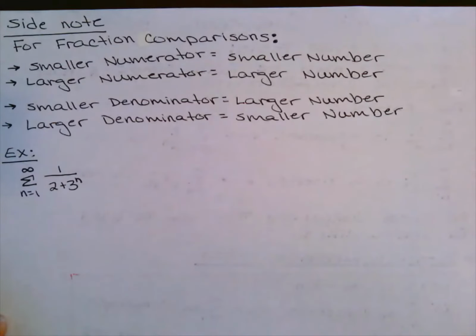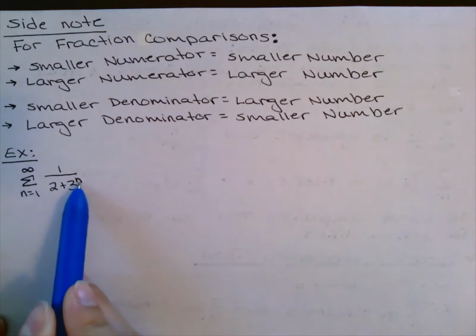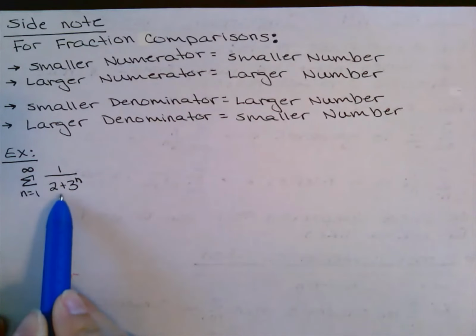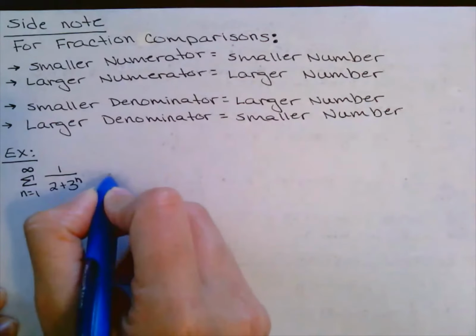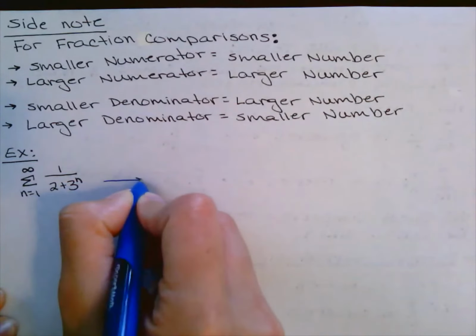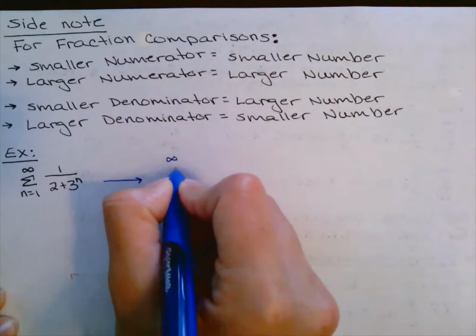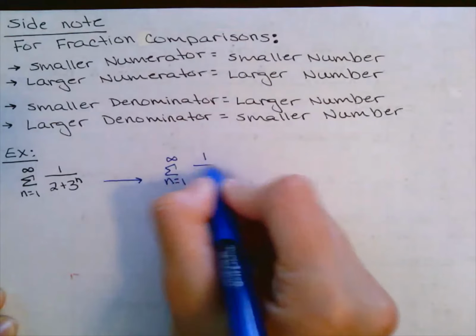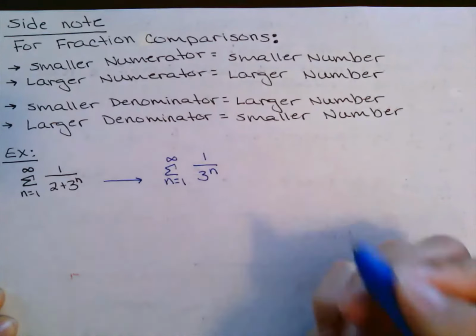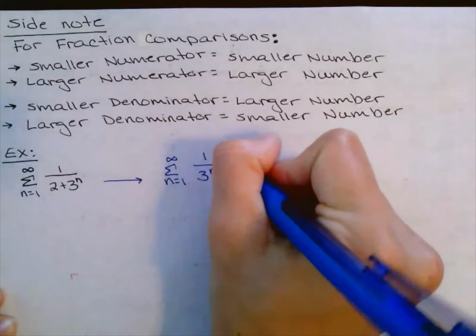So when we look at this first example, it appears to have a part of the geometric because of this 1 over 3 raised to the n, but this +2 is what's going to force me to use the comparison test, right? So I can compare it to the infinite series of 1 over 3 raised to the n. Okay, now that is geometric.